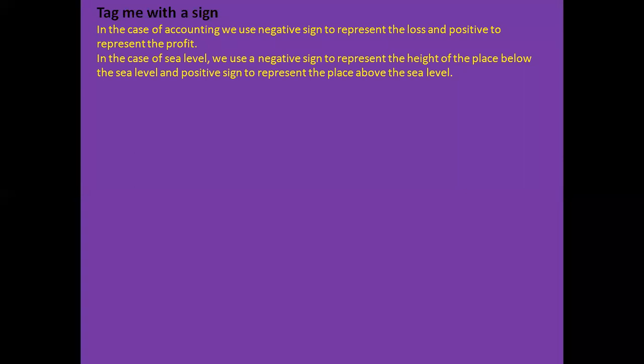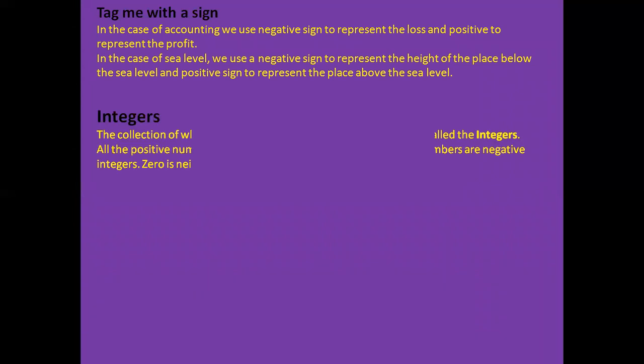Then, use of the sign. In the case of accounting, we use a negative sign to represent loss and a positive sign to represent profit. And in the case of sea level, we use a negative sign to represent the height of a place below sea level and a positive sign to represent a place above sea level.